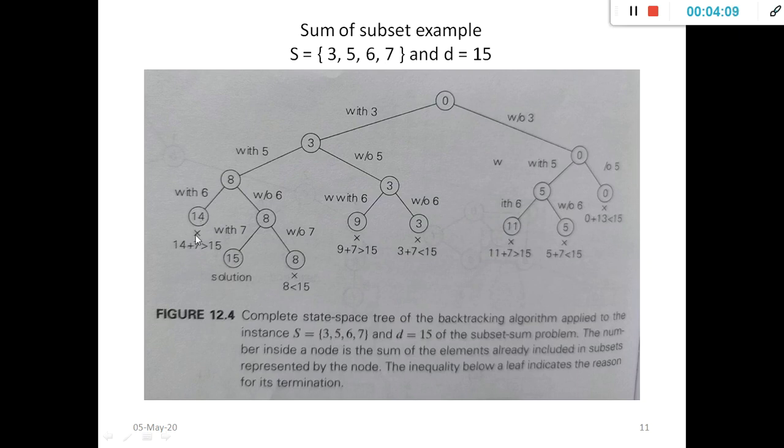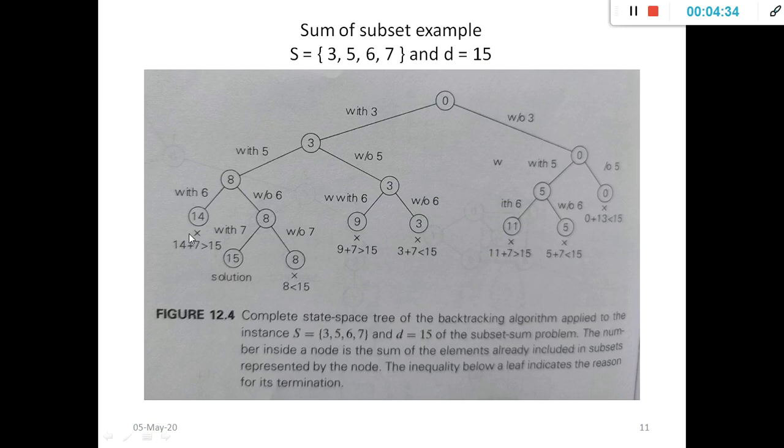That's why you can terminate here. The cross mark indicates you are terminating, or stopping the further expanding of this state space tree, because that violates the constraint. The cross mark indicates the terminating, and this is the reason why you are terminating the further expanding of this state space tree, because 14 plus 7 is 21 and 21 is greater than 15.